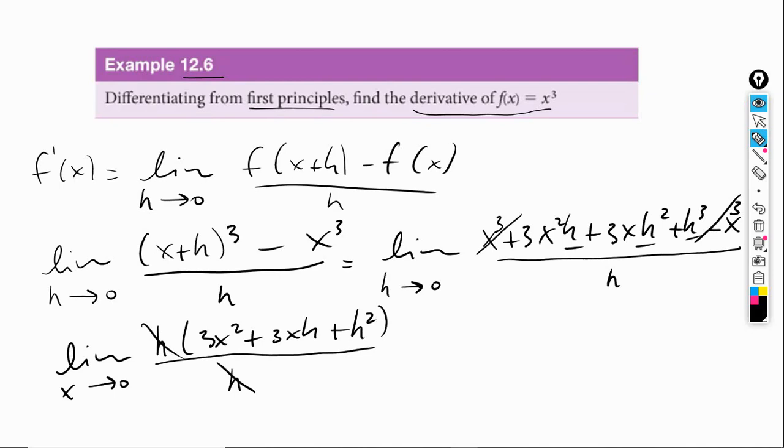And we can finally plug in 0 for h, not for x, guys, for h. So let's plug in 0 for h, and what do we get? Well, this would cancel out, this would cancel out. So we're left with 3x squared. Therefore, the derivative of f of x is 3x squared.